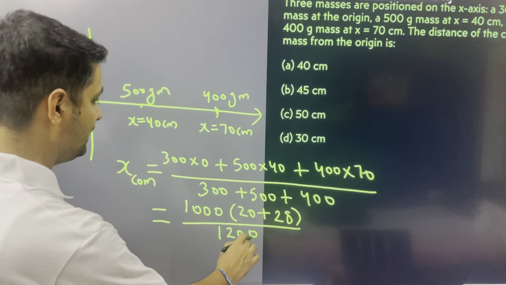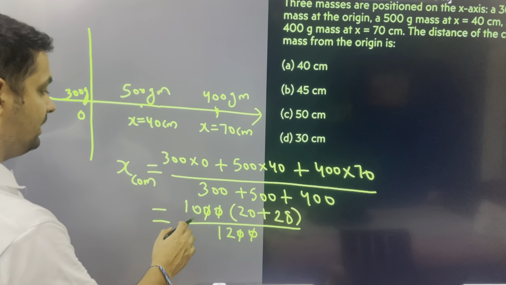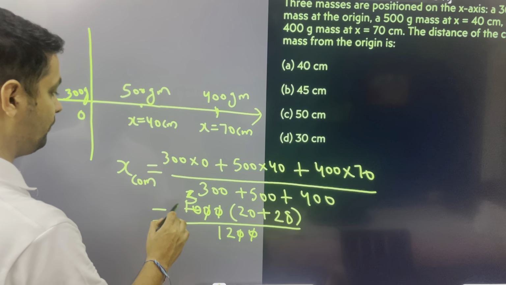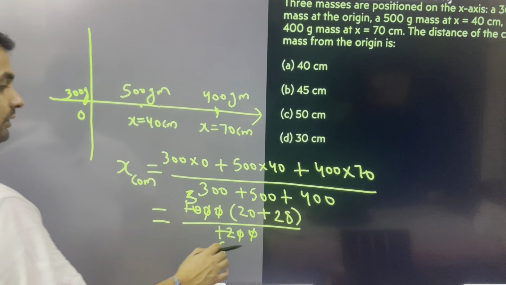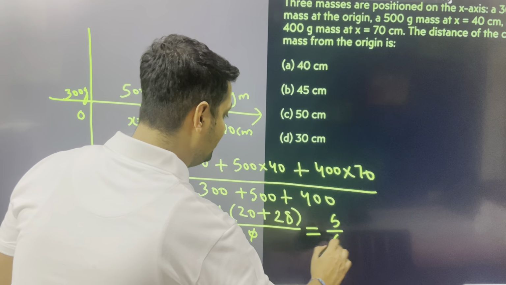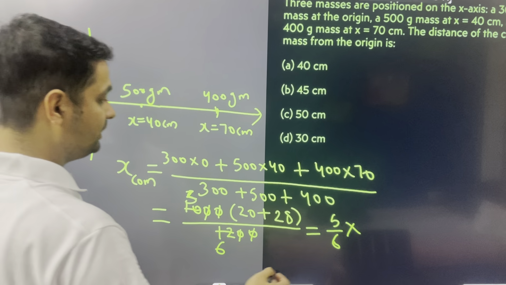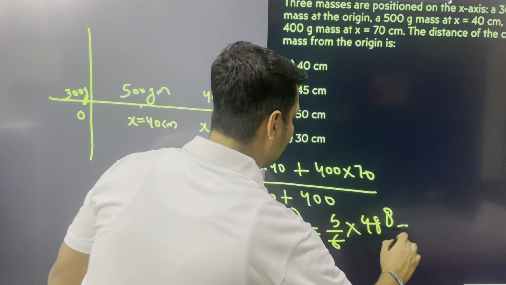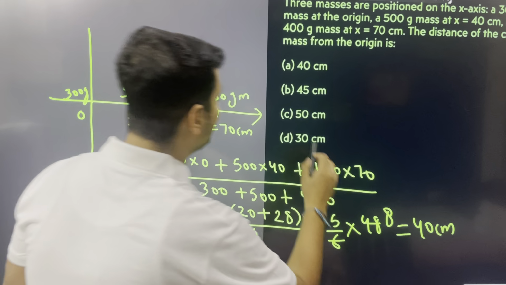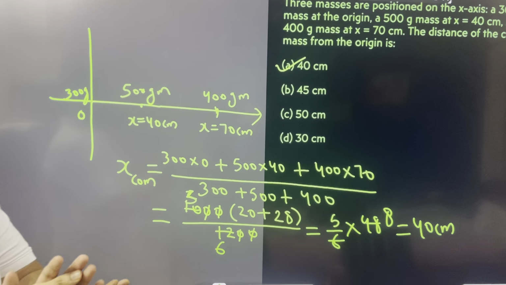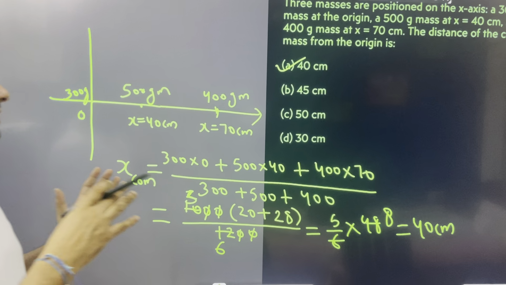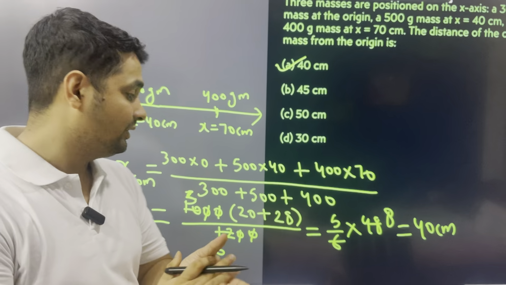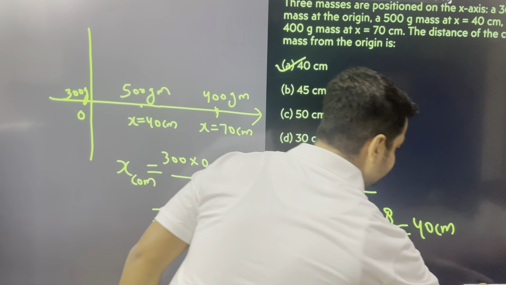1200. Okay, this 0 cancels out. So we can write this as 5 by 6 into 48, 8 times 8 into 5, which is 40 centimeter. So we get the answer 40 centimeters, so option A is correct. I think you understood this. I just used the basic concepts here and found the x center of mass. Okay. Now we'll go for the next question.